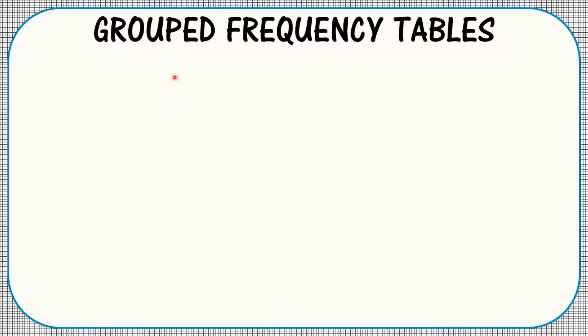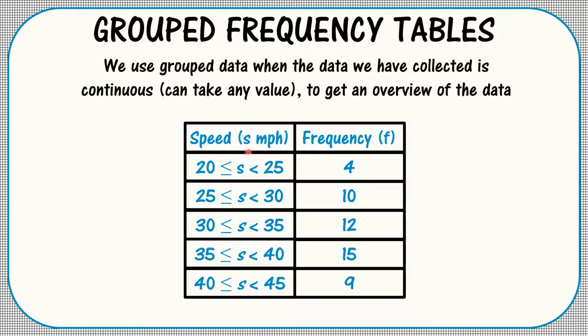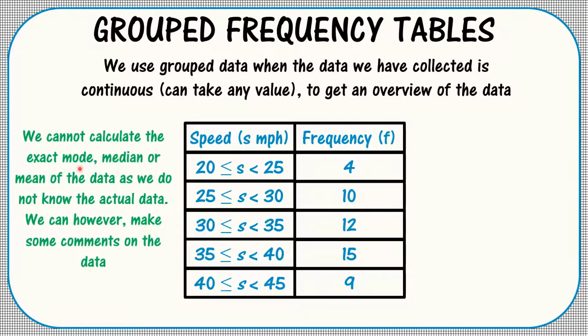The next thing which we'll look at are grouped frequency tables. We use grouped data when the data we have collected is continuous, i.e. it can take any value, to get an overview of the data. This grouped frequency table shows speed and its respective frequency. We cannot calculate the exact mode, median or mean of the data as we do not know the actual data. We can, however, make some comments on the data.